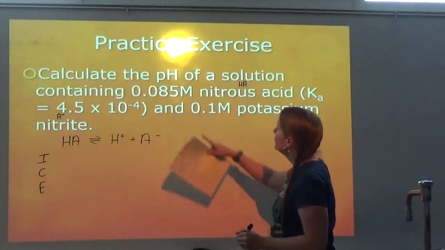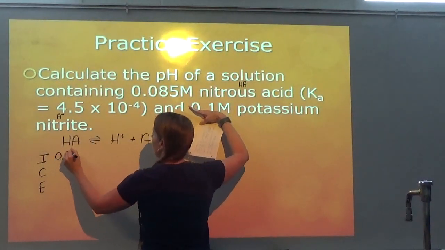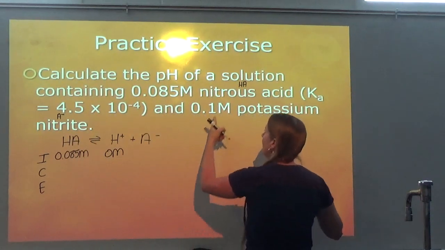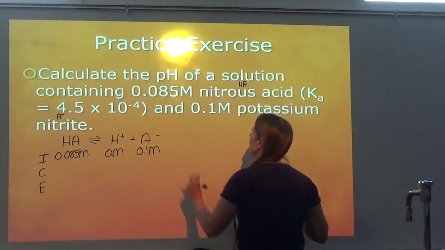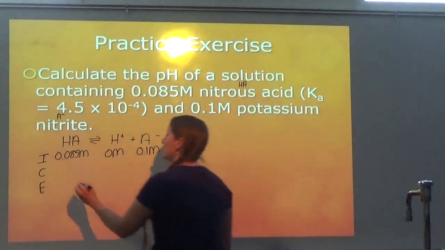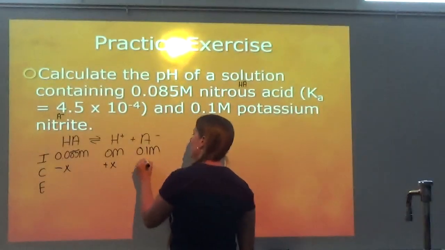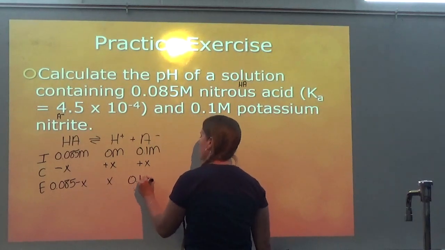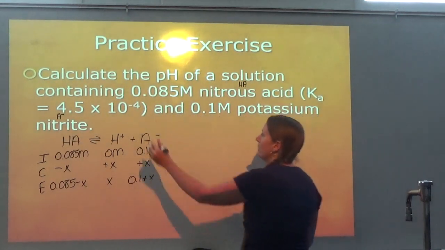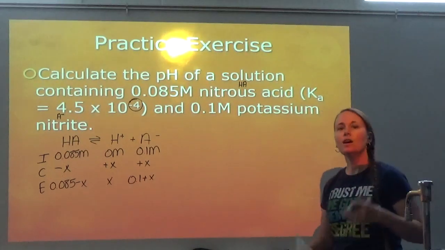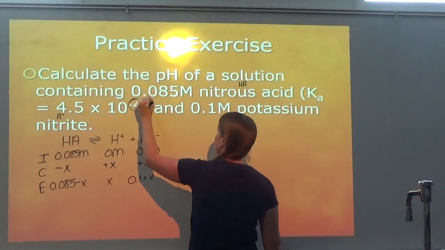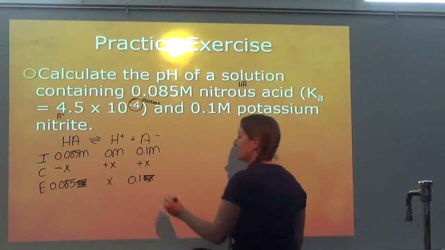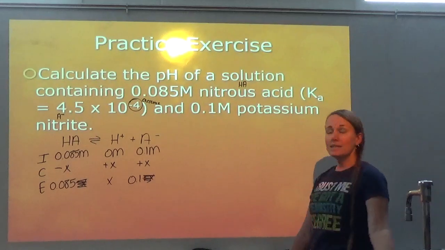Alright, so it tells me I'm starting with 0.085 molar HA. It doesn't tell me I'm starting with any H+, and it tells me I'm starting with 0.1 molar of my nitrite. I'm going to subtract X from here, add X, so I get 0.085 minus X, X, and 0.1 plus X. Alright, so if I look at my K value, it is small enough in this case to do my assumption. So I can say, okay, well, those X's aren't going to make that much difference. Alright, so then I set up my K expression.